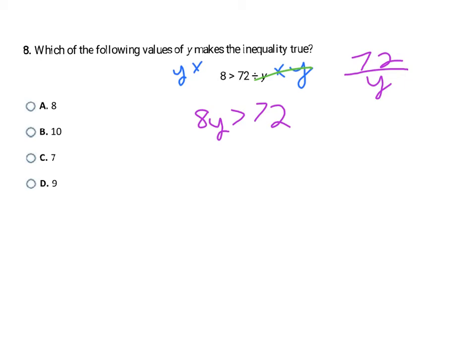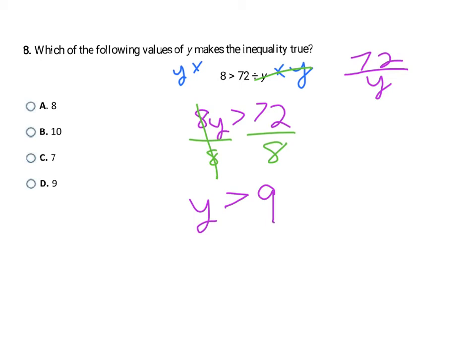And then here, our second step is going to be to divide both sides by 8. And those 8's cancel. And I'm left with y is greater than 9, because 72 divided by 8 is 9.